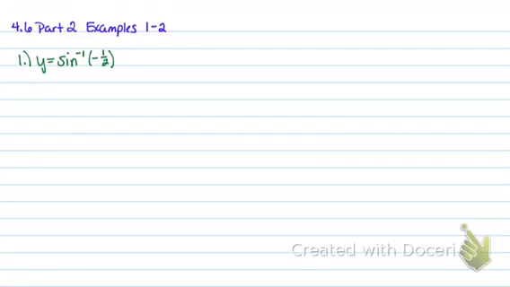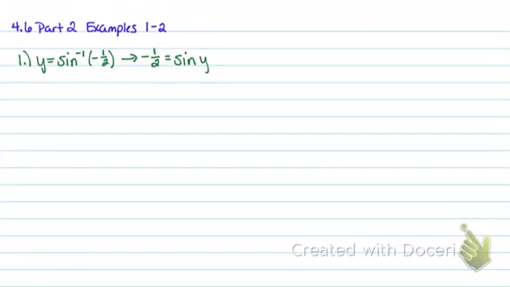All right, so number 1 starts out with y equals the inverse sine of negative 1/2. Well, remember, this is the same thing. We got the inverse by switching the x and y. So if I want to undo it, I'm going to switch it back. So this just means that the negative 1/2 is equal to sine of y. So this means that we're looking for sine of what value will equal negative 1/2.